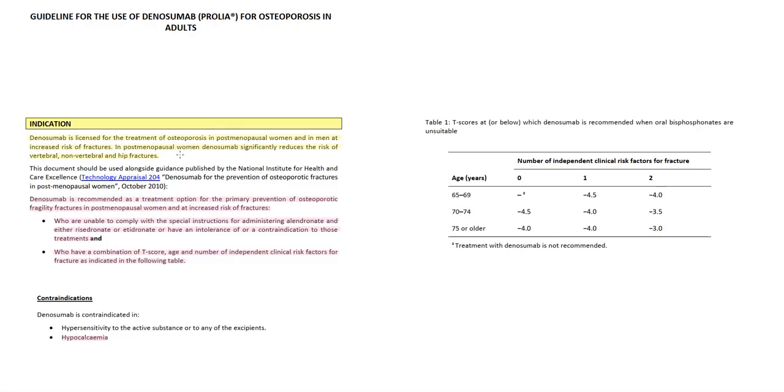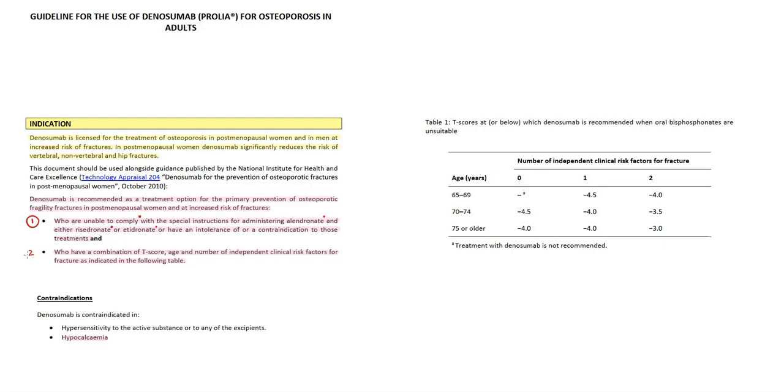Denosumab in treatment of postmenopausal women we use under very specific circumstances. The reason is that, as we know, the first-line drugs in treatment of postmenopausal osteoporosis are bisphosphonates, and only if a person is unable to comply with instructions for administering bisphosphonates or has some contraindications for prescription of bisphosphonates, we can consider denosumab.